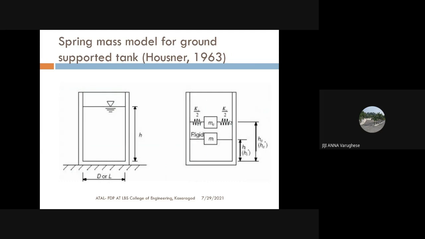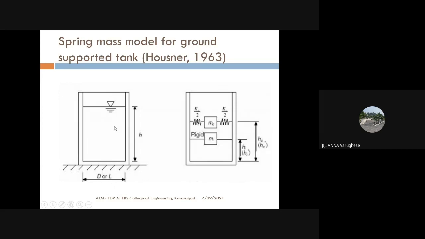Now let us see how we can idealize a water tank using a spring mass system. In the 2014 version of the code, both the design provisions for ground supported tanks as well as elevated water tanks are covered. First, we will see the idealization for the ground supported tank. Assume this is the ground supported tank, and D is the diameter of a circular water tank, and L is the lateral dimension of the water tank in the direction of seismic force, and H is the height of the liquid present inside the tank.